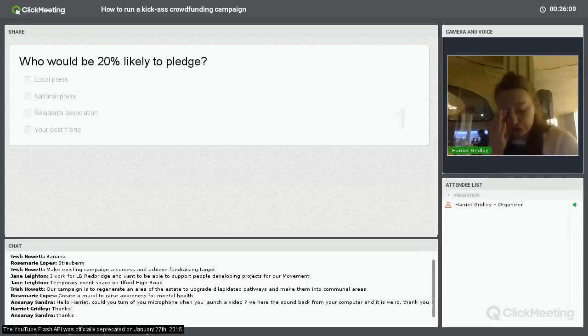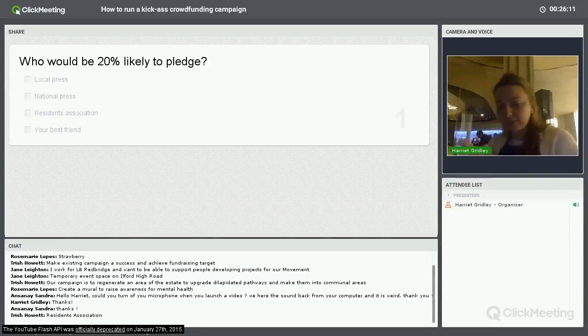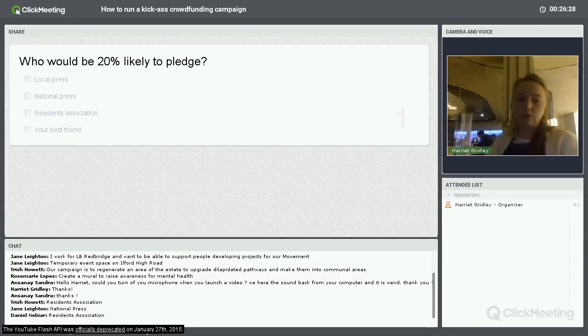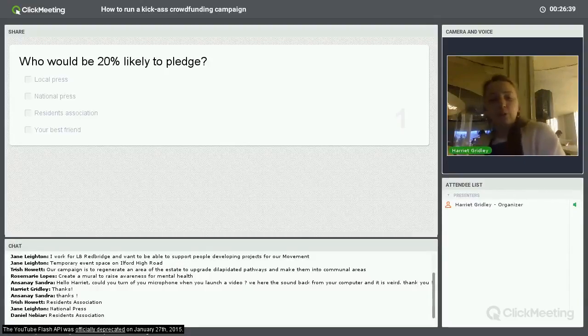You should be able to see the poll on your screen now. There's no right or wrong answer, but it'll be good to get a feel for who you think would be 20% likely to support your campaign, not necessarily pledge, sorry, but to support your campaign. So if you can just use the poll. That's brilliant. Thank you. So just waiting for a few more people to fill in the poll. It doesn't matter. Don't worry too much.